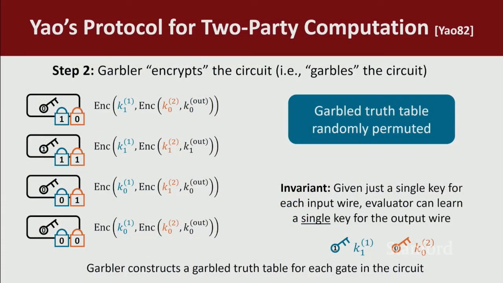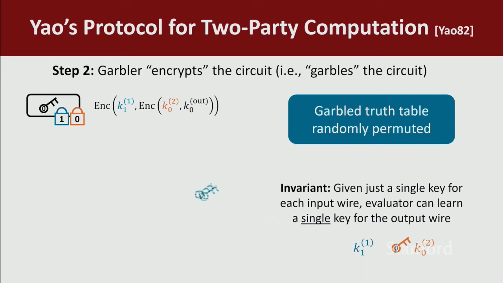In this case, the evaluator has the key for the bit 1 for party 1's input, for the green input, and the bit 0 for party 2's input. So it is able to decrypt the first row of this table. So what that looks like is the evaluator takes its key, it unlocks the first ciphertext, and then it unlocks the second component, and out pops the output key.